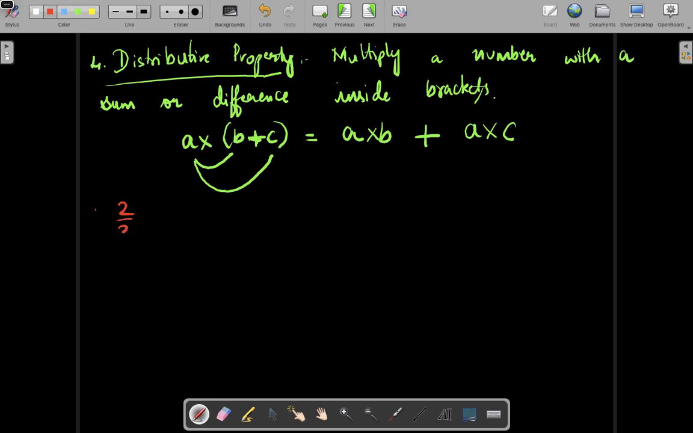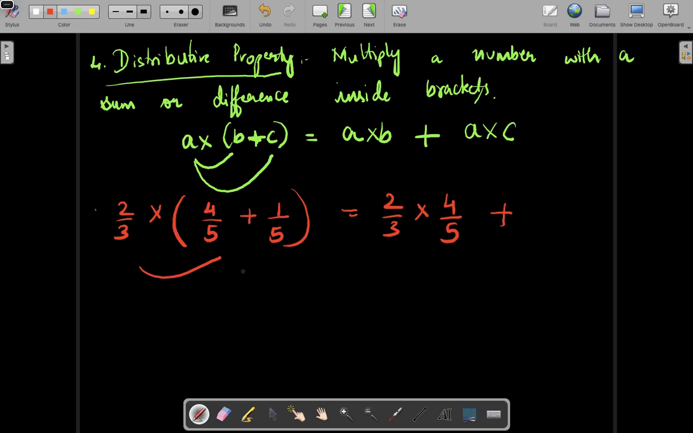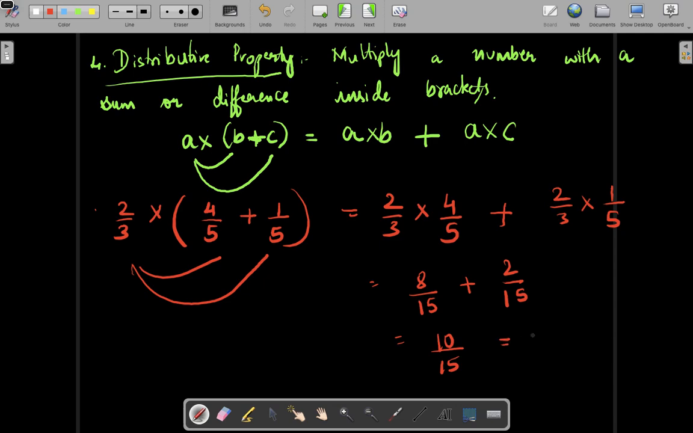You have 2/3 times (4/5 plus 1/5). So how can you multiply this? 2/3 times 4/5 plus 2/3 times 1/5. How much do you get? 8/15 plus 2/15, which is equal to 10/15. Can be written as 2/3 in a simplified form.